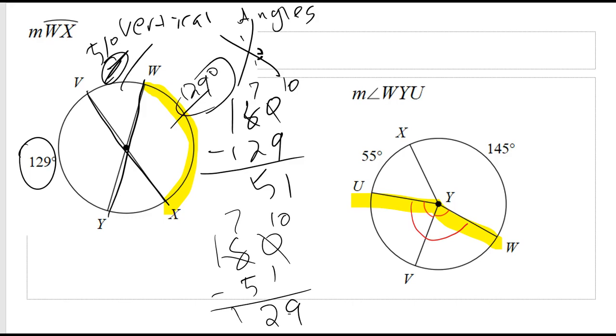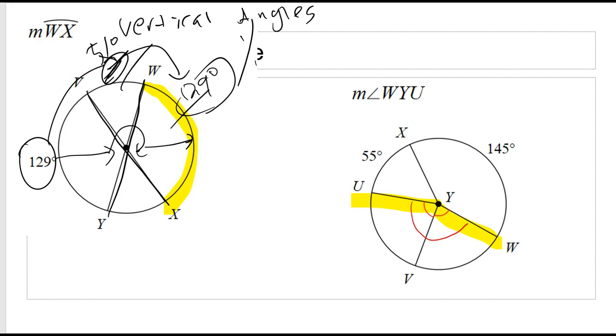Either way is correct. Remember, I use vertical angles in my first explanation. I go from here to here, from here to here, and then from here to here. In my second explanation, I use the fact that I know that diameters create 180 degrees. That's why I went from here to here, and then here to here. You can use either definition.